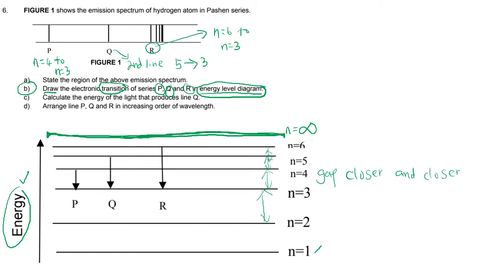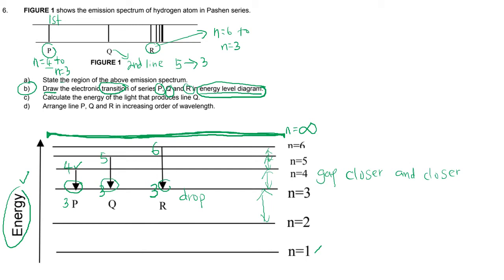Okay, then only we will put the arrow. The arrow has to point down to show that the electron is dropped. So drop to where? Drop to n equal to 3. Just now we said P is the first line, so it drops from 4 to 3. So 4 to 3, 5 to 3, and then energy level 6 to energy level 3. Okay, so this is done for question B.